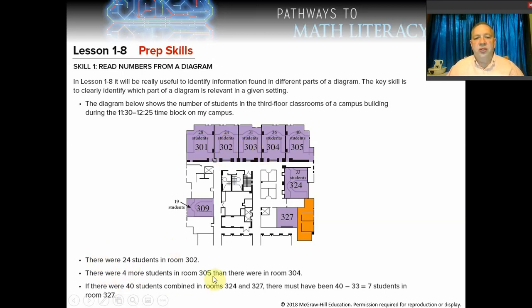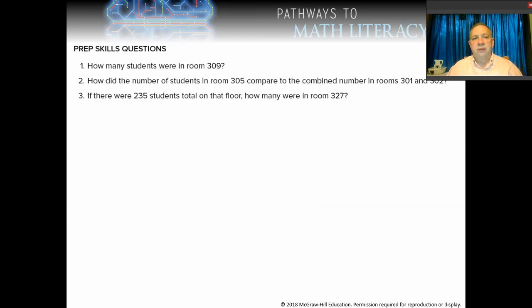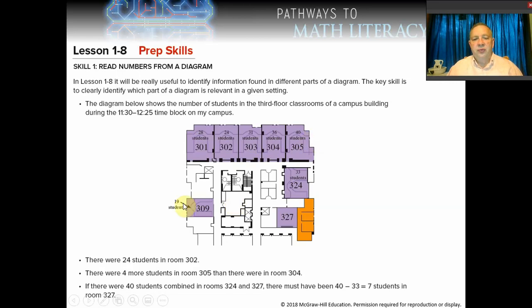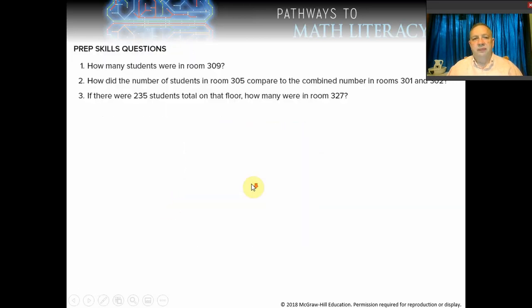There were 4 more students in room 305 than were in 304, so we can do relationships. Here's 305, 304, 4 more here than here, 40 minus the 36. So 4 less in room 304. So you can do different types of relationships and use your math background to understand those relationships. How many students were in room 309? 309 had 19 students over there.